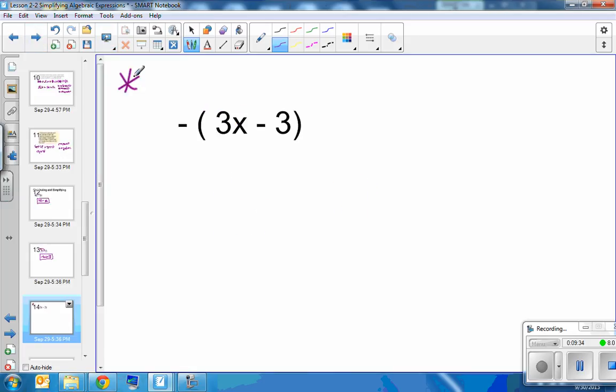Here, put a star next to this. Even though there's a negative sign, we know there's an imaginary negative 1. So I'm going to distribute the negative 1 to the 3x and the negative 1 to the negative 3. So negative 1 times a positive 3x is a negative 3x. A negative 1 times a negative 3 is a positive 3.